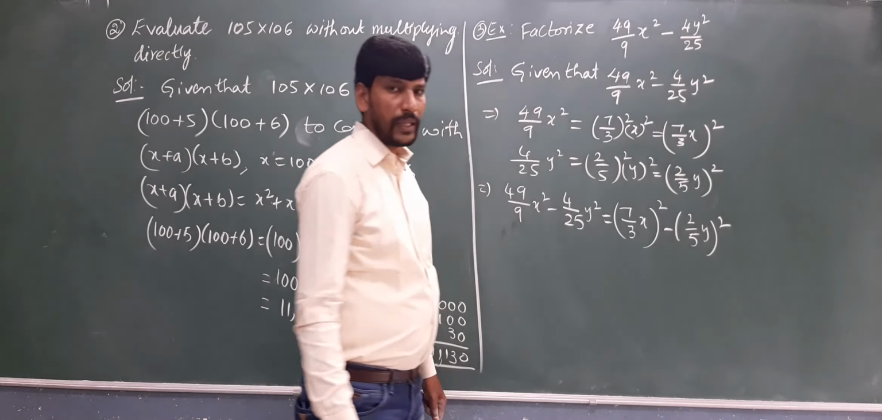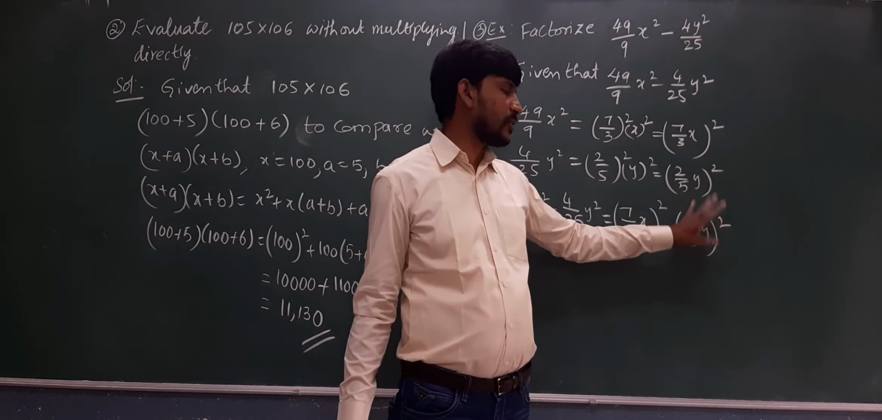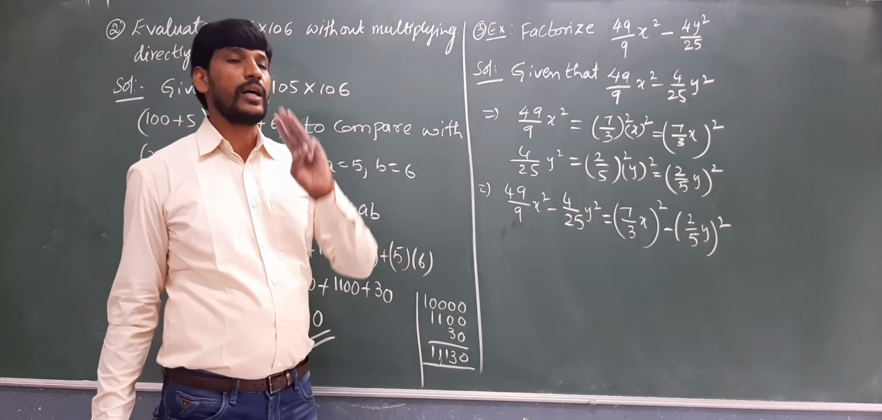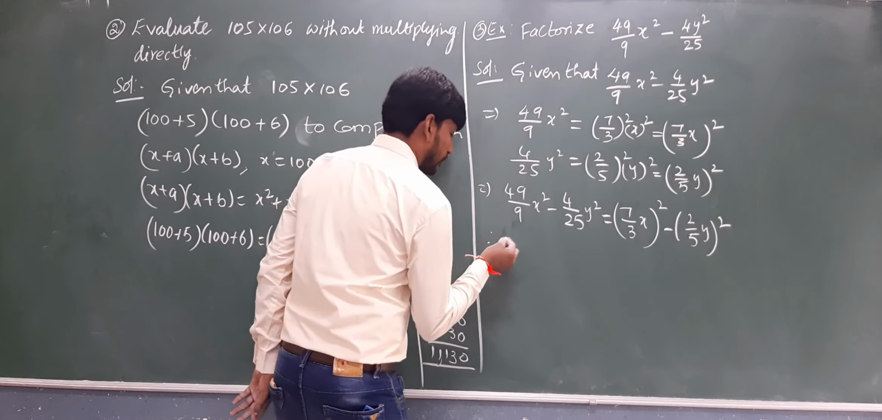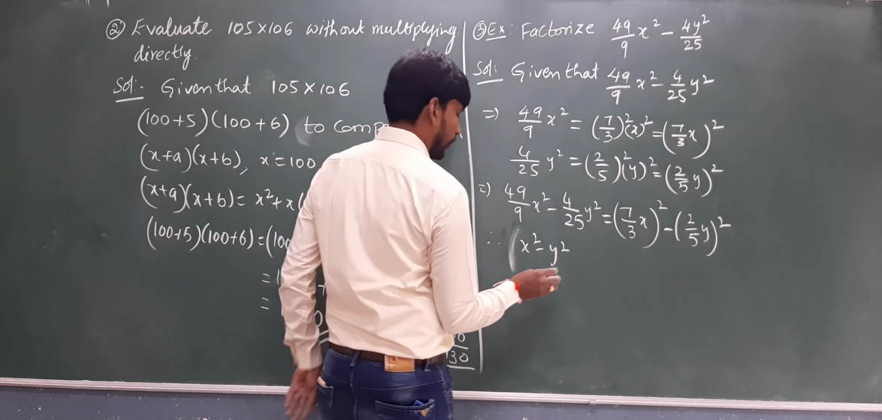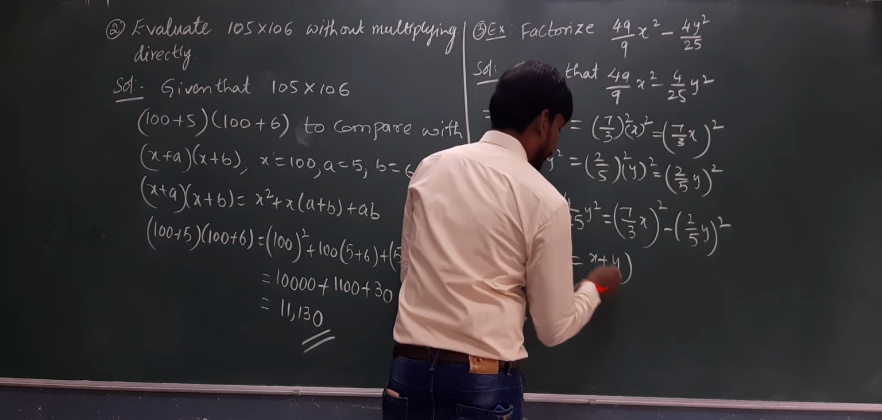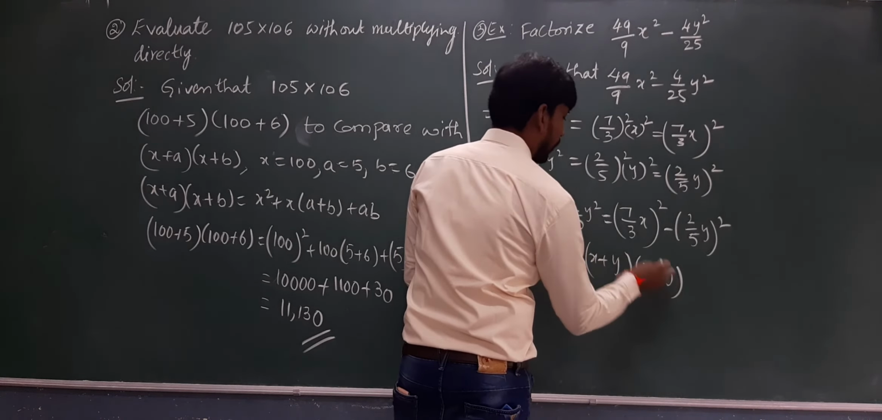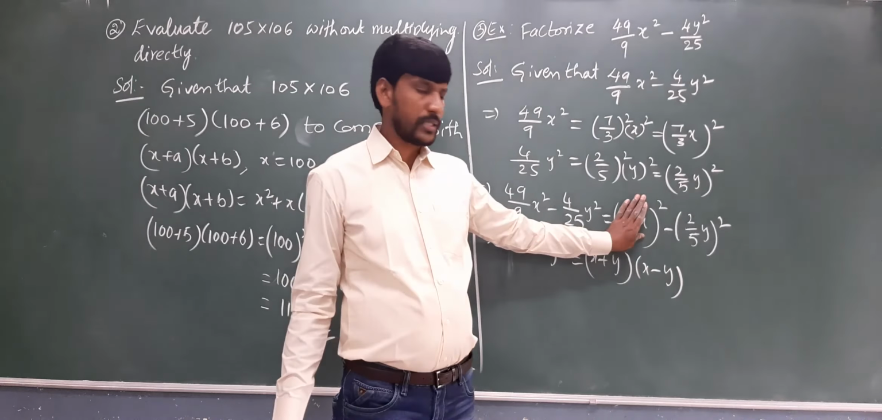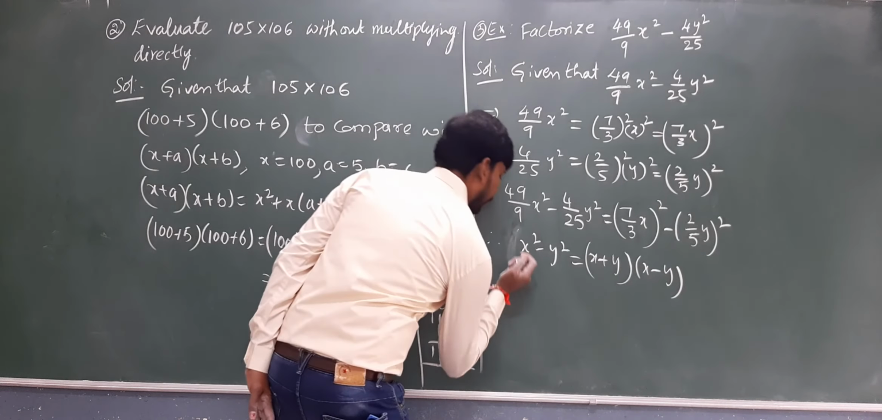Now see this here. Think that this bracket as a whole is x and this is y. x square minus y square is nothing but x plus y into x minus y. That is the third identity. Therefore we know that x square minus y square can be written as x plus y into x minus y. So whatever we got, think of this total bracket as x and this bracket as y.